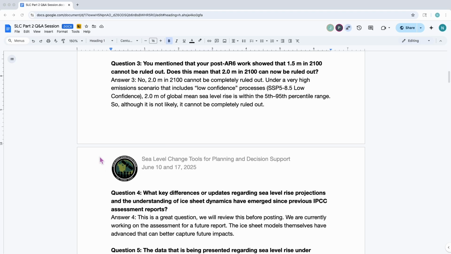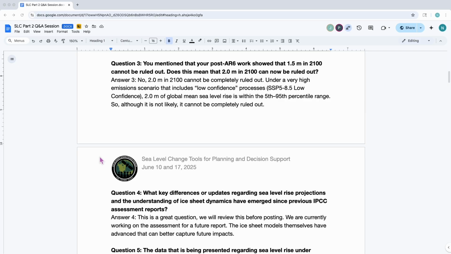Okay, Denis, thanks so much. Question number 3. You mentioned that your post-6th assessment report work showed that 1.5 meters in the year 2100 cannot be ruled out. Does this mean that 2 meters in 2100 can now be ruled out? Yep, and I'm happy to answer this one as well, although Phil Thompson and I kind of tag teamed this one. So no, 2 meters in 2100 can't be completely ruled out.